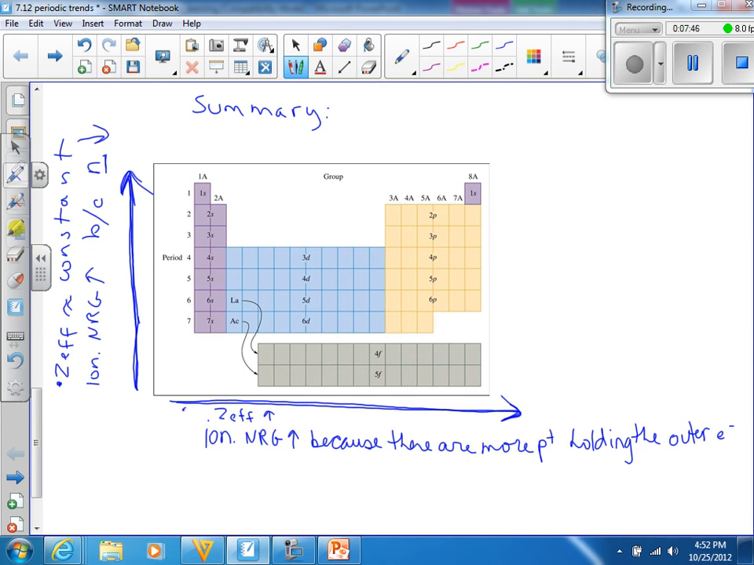The ionization energy is going up because there are more protons holding the outer electrons in place. So it's harder to remove those outer electrons. There's a bigger force holding them. So the energy required to remove an electron is increasing.